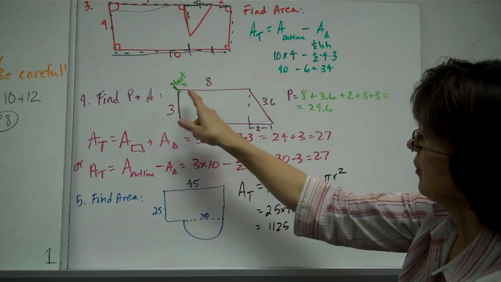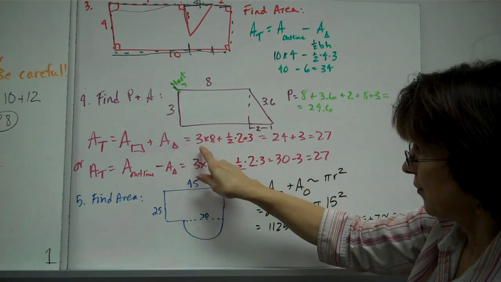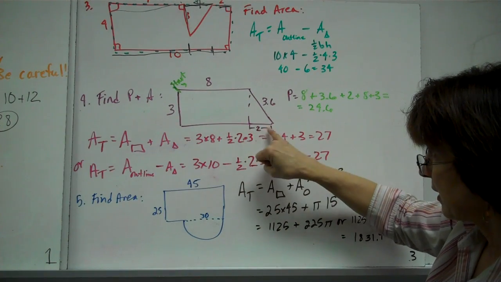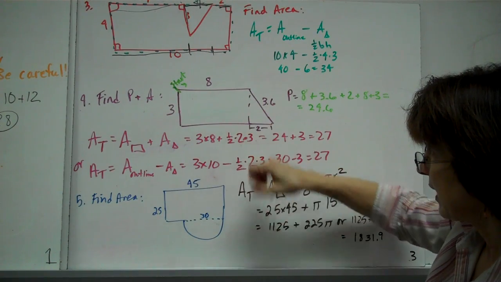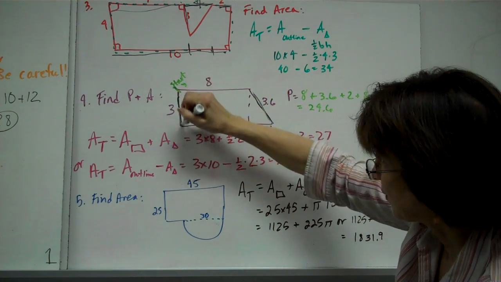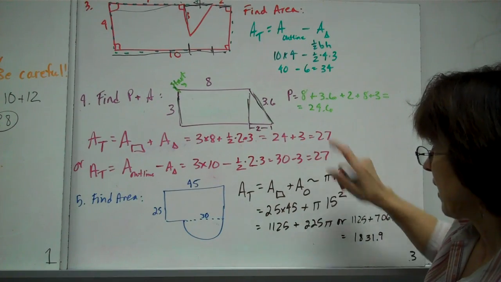Well, the area could be the area of the rectangle plus the area of the triangle. So again, it's going to be 3 times 8 for the area of the rectangle. Remember that a triangle is 1/2 the base, the base is 2, the height is 3, not 3.6. 3.6 is this distance, but if this is 3, we know that this is 3 since this is a rectangle. Okay, and we do all the math, you get 27.